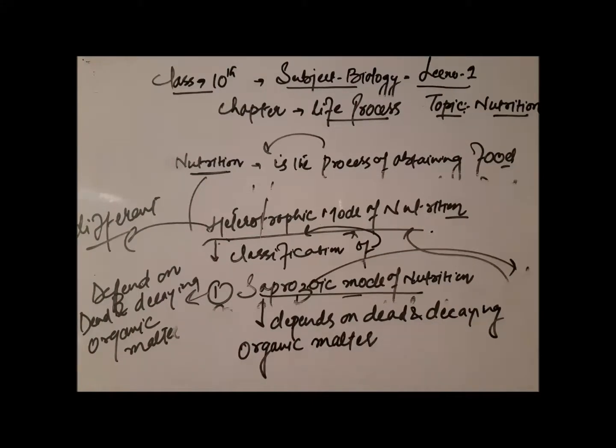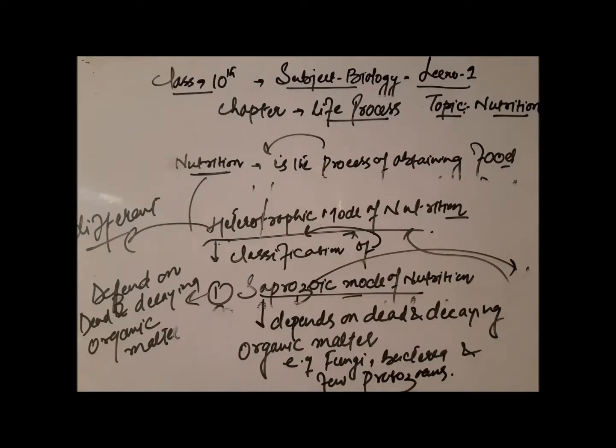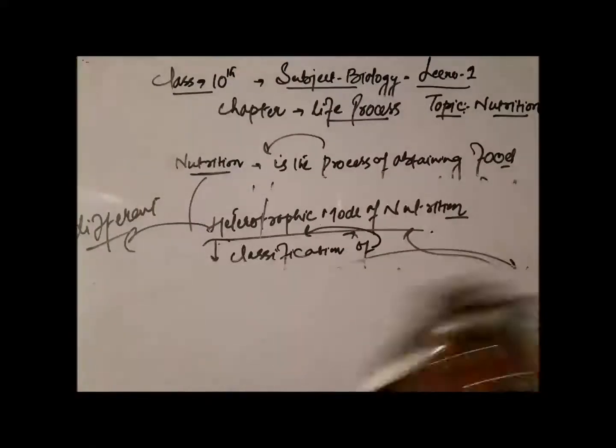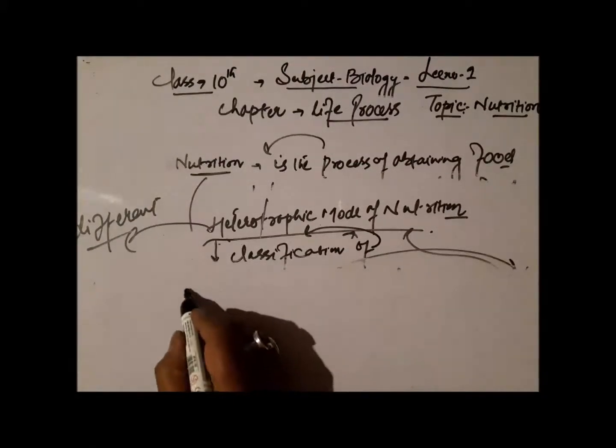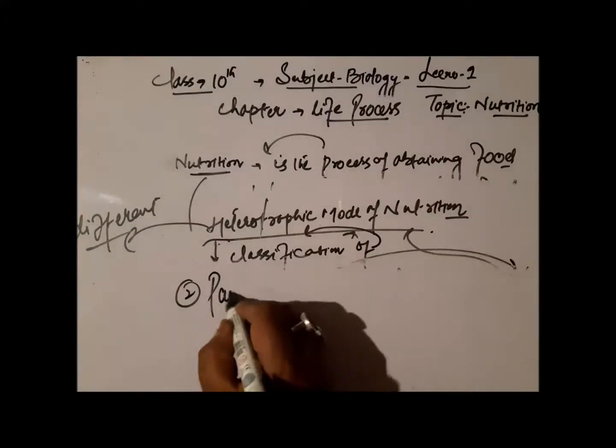Now we can get the examples: fungi, bacteria, and a few protozoans also, which depend on dead and decaying organic matter. So the second type of heterotrophic mode of nutrition is parasitic mode of nutrition.